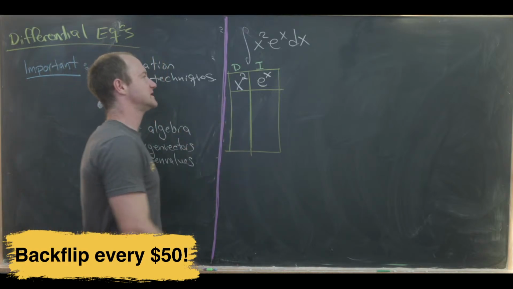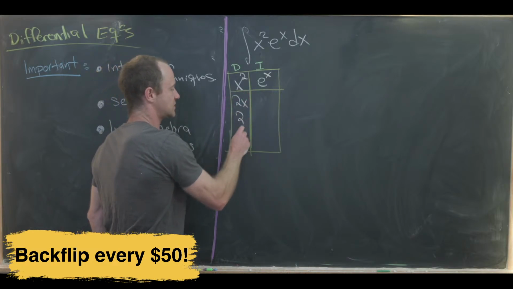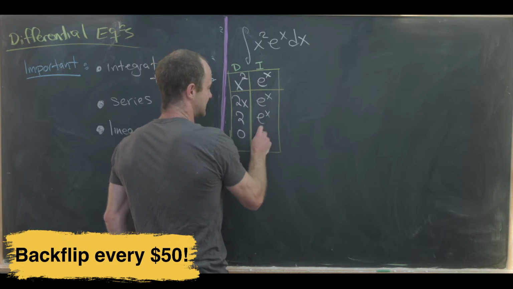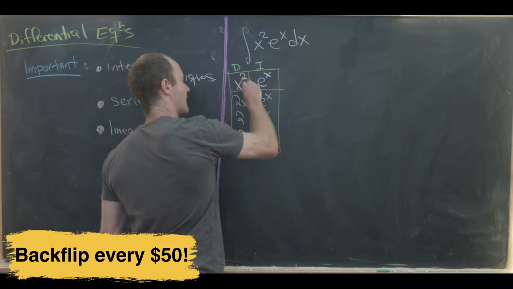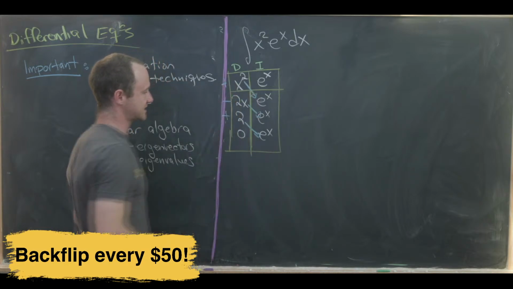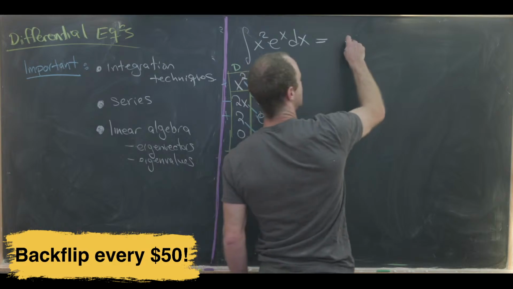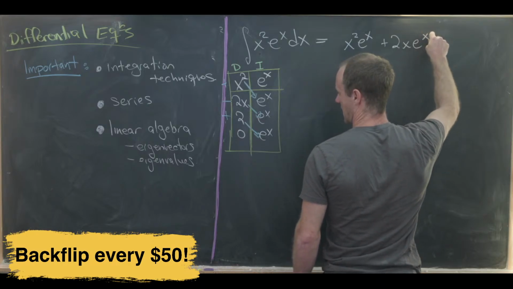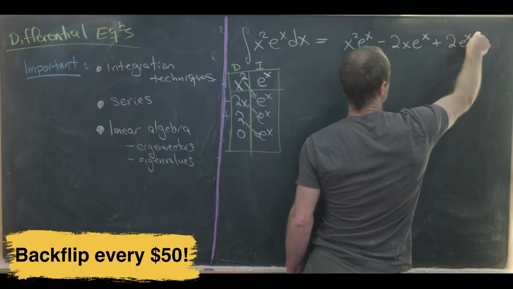Okay, and then you take antiderivatives on this side. So the derivative of x squared is 2x, 2, 0. So we know how to take derivatives here, right? E to the x, e to the x, e to the x, those are the antiderivatives. Then you match on the diagonal, and you vary sign. So that's a plus, that's a minus, that's a plus. That gives us our answer: the antiderivative is x squared e to the x minus 2x e to the x plus 2 e to the x. We got it.